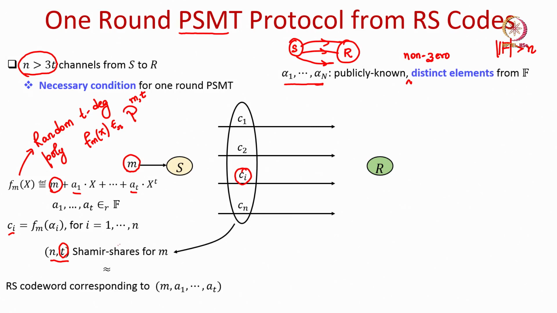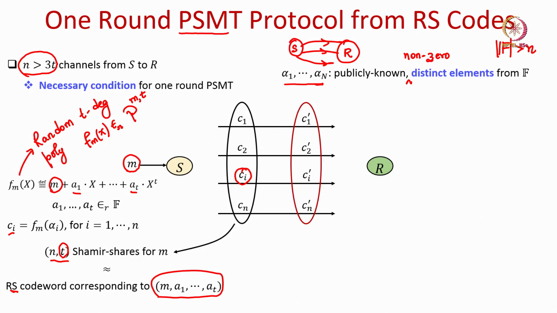Okay. And from our previous lecture we know that Shamir shares also correspond to Reed-Solomon code words. So, I can also interpret this vector of Shamir shares as the Reed-Solomon code word corresponding to a message block consisting of t plus 1 elements: m, a sub 1, a sub 2, up to a sub t.